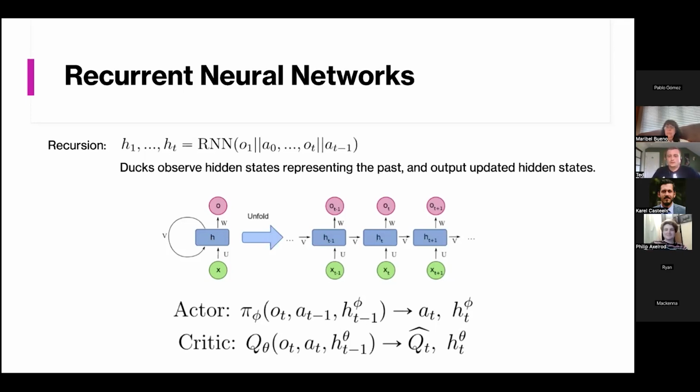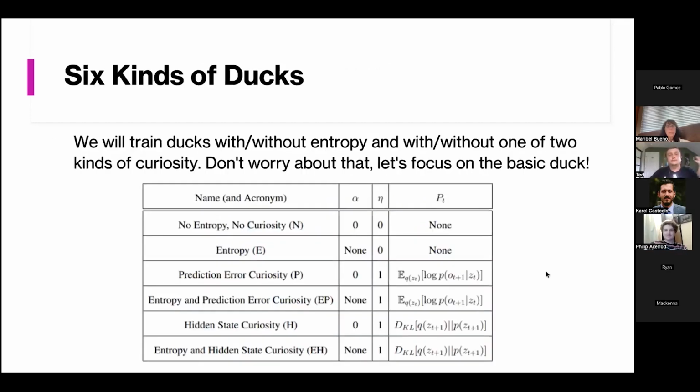Thank you. All right, so what's this next slide? We're going to use 6 different kinds of ducks. I think maybe we can come back to this later if we're really interested in particular equations and particular parameters. But right now we're starting with a very basic duck. I'm going to call them N ducks because they don't have entropy and they don't have curiosity. And what are those things? Well, we'll find out later because the other ducks have lots of stuff.